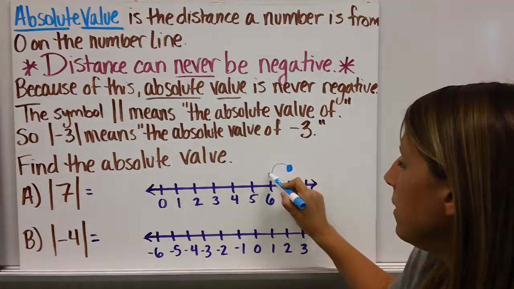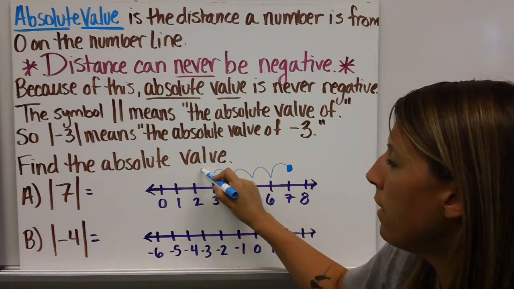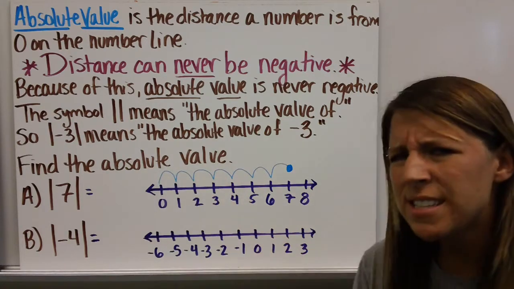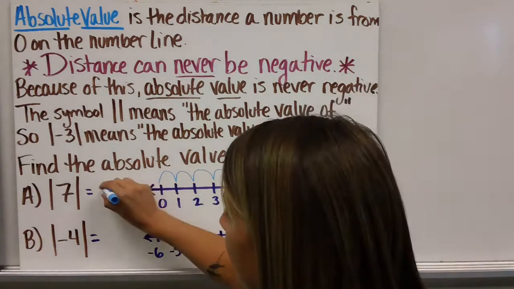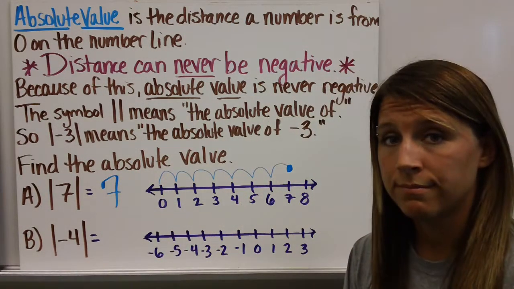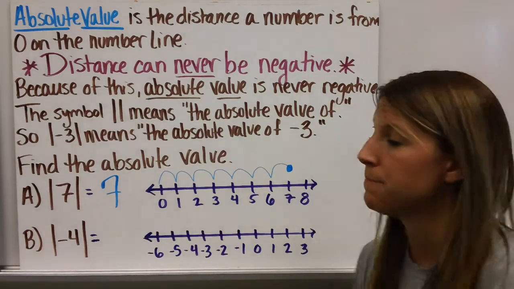Well, that's 1, 2, 3, 4, 5, 6, 7 spaces. So the absolute value of 7 is 7. And it's positive because it's a distance.